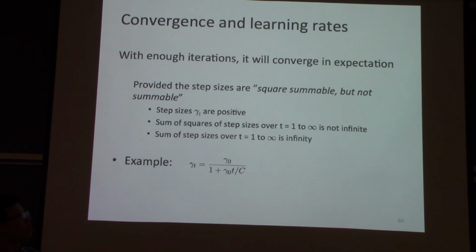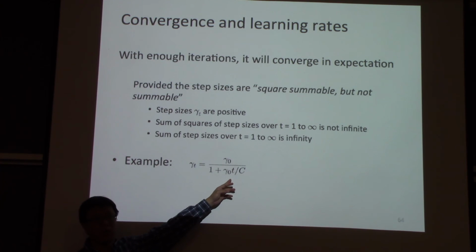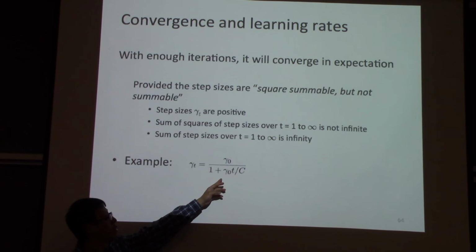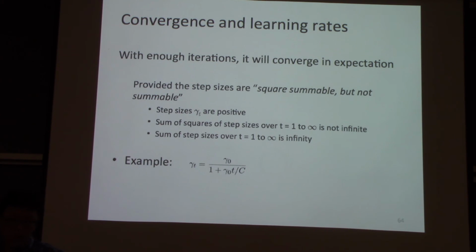And the theorem shows that we should use a step size which is square summable but not summable. So what's the meaning of that? Here is the example. In the example, gamma t is a function of t, where t is just a step, like the first step, second step. Gamma 0 is the initial value. You can just pick any initial value. For example, you can pick gamma 0 like 1. And c is the constant trading off two terms. Remember, there is a c in front of the hinge loss. So it trades off between generalization and fitting the data set.